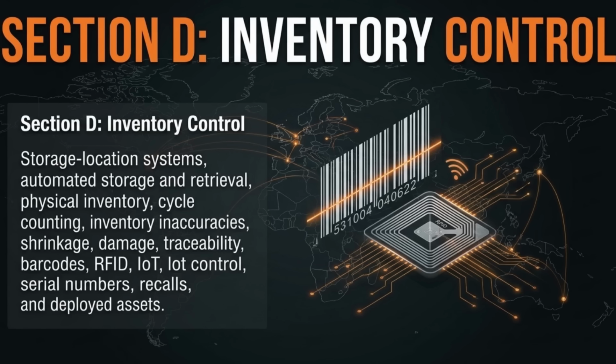Section D, Inventory Control. This section explains how organizations maintain accurate, secure, and traceable inventory. We will examine storage location systems, automated storage and retrieval, physical inventory, cycle counting, inventory inaccuracies, shrinkage, damage, traceability, barcodes, RFID, IoT, lock control, serial numbers, recalls, and deployed assets. Let us begin with Section A.